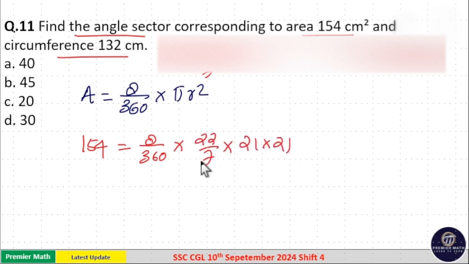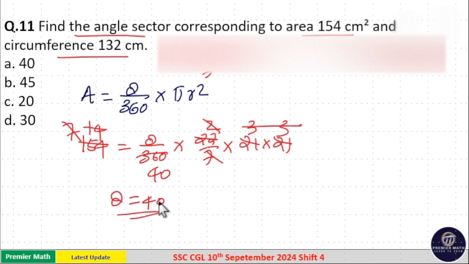where r is 21. Now 11 goes 2 times in 22, 11 goes 14 times in 154, 2 goes 7 times in 14, 7 goes 3 times in 21, 7 goes 3 times in 21. Now 9 goes 40 times in 360, which means theta is equal to 40 degree. So option A is your answer.